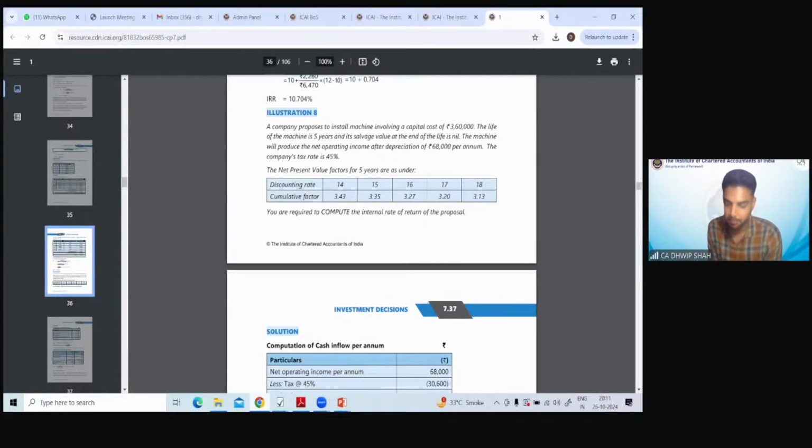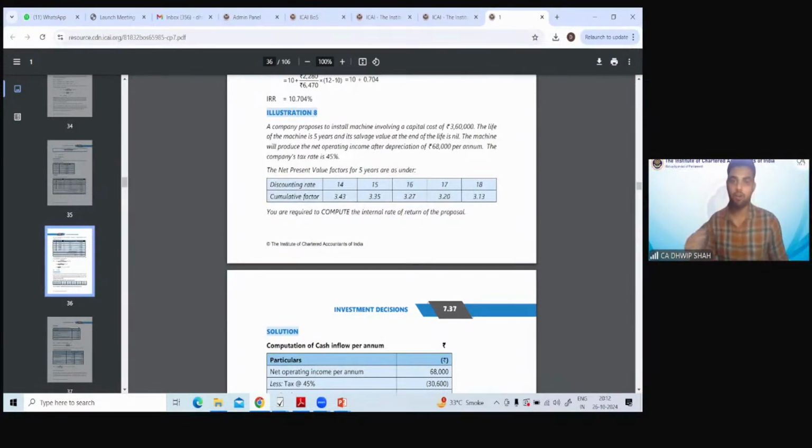A company proposes to install a machine involving a cost of 3,60,000. So this 3,60,000 is my outflow. It is my initial investment. The life of the machine is 5 years, and its salvage value at the end of the life is nil. So my scrap value is nil. The machine will produce net operating income after depreciation of 68,000 per annum.